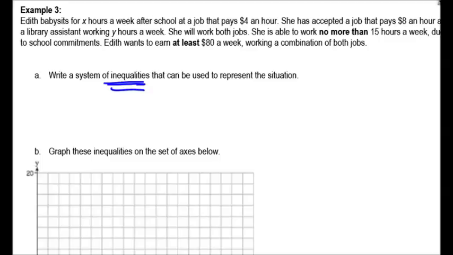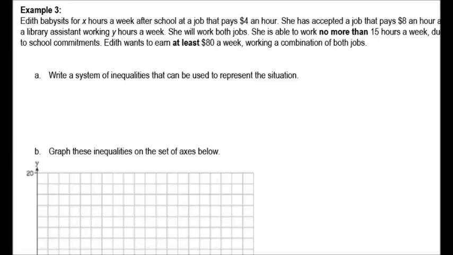Okay. Edith babysits for X hours a week after school at a job that pays $4 an hour. She has accepted a job that pays $8 an hour as a library assistant working Y hours a week. She will work both jobs. She is able to work no more than 15 hours a week due to school commitments. Edith wants to earn at least $80 a week, working a combination of both jobs.